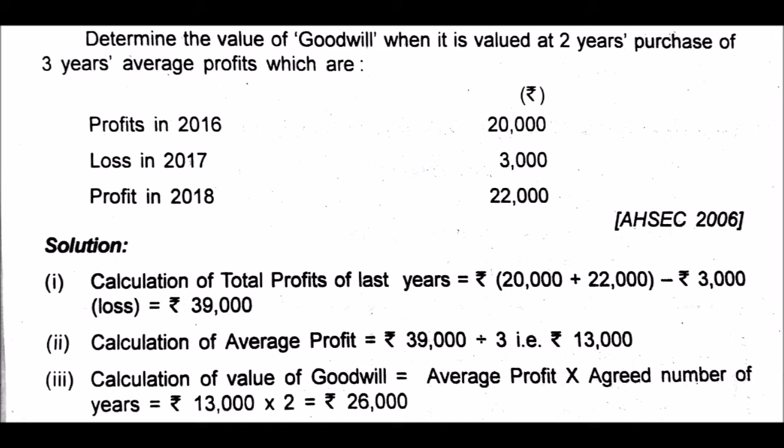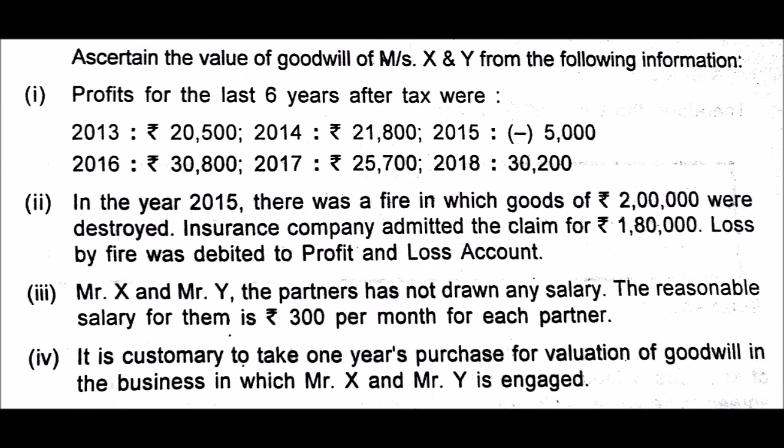So moving forward to the next question, you will find it on the screen. It says ascertain the value of goodwill of Messrs X and Y from the following information. You have the profits for the last 6 years after tax. 2013, the profit is 20,500. 2014, the profit is 21,800. 2015, you have a loss of 5,000, so hence it is given in bracket, minus 5,000. That means you made a loss of 5,000 in the year 2015.